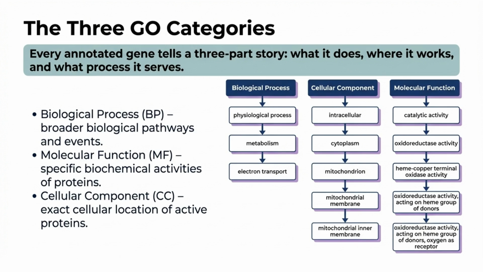So one category tells us what broader process is happening, one tells us what the molecule is doing, and one tells us where it is working. If you look at the slide, each gene is telling a three-part biological story. Now the next step is understanding how these GO terms are actually assigned.